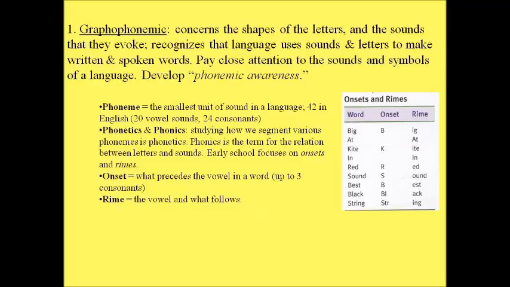Well, what is a phoneme? It's the smallest unit of sound in a language. There are 42 in English, so there's 20 vowel sounds and 24 consonant sounds. And phonetics and phonics, what's that? Phonetics is studying how we segment various phonemes. And phonics is the term for the relation between letters and sounds. So early school focuses on onsets and rimes, like in that diagram there. The onset is what precedes the vowel in a word, up to 3 consonants. And the rime is the vowel and what follows.